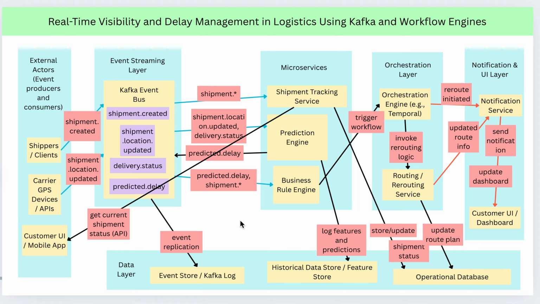Here we can see the arrows from shippers and GPS feed into Kafka with blue arrows labeled shipment.created and shipment.location.updated. Kafka decouples producers and consumers, enabling parallel processing of real-time data streams.